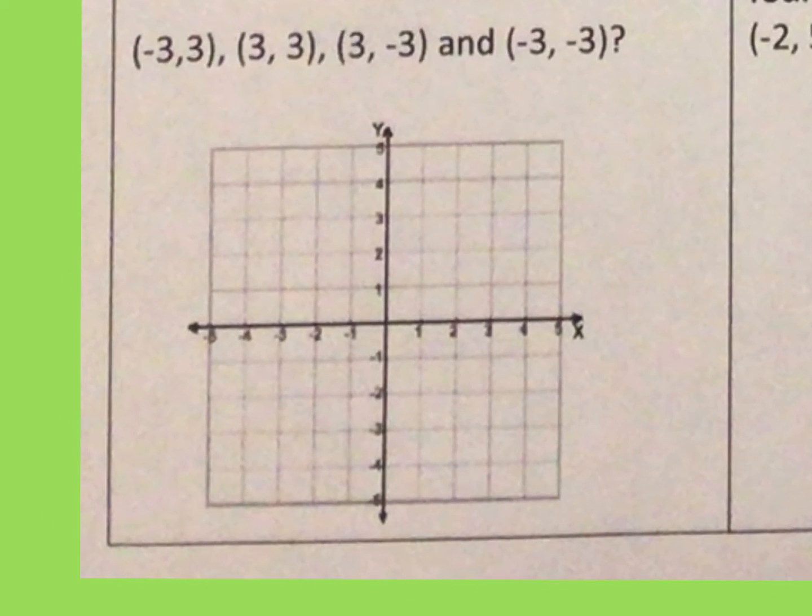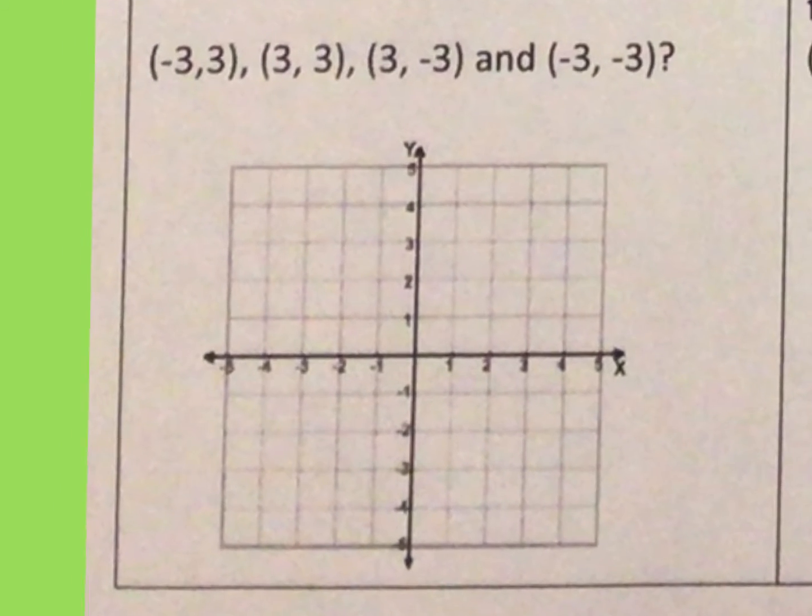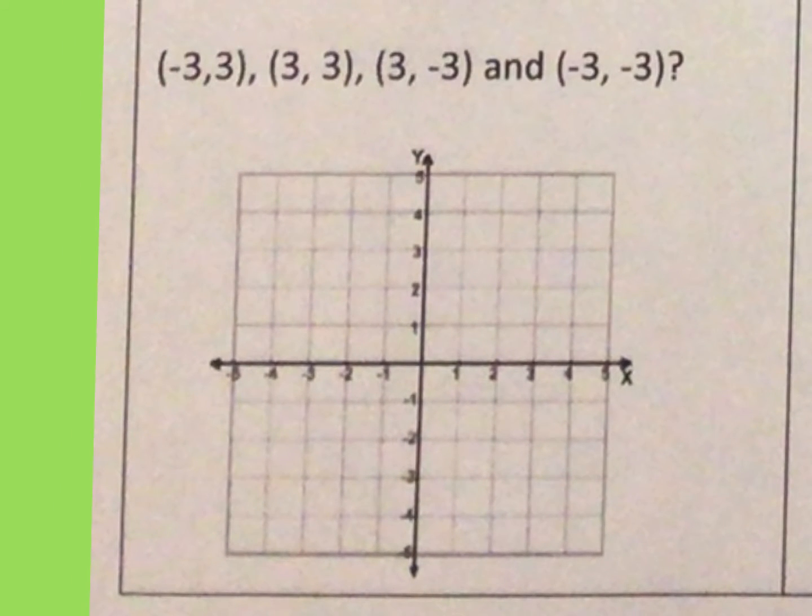We are going to plot the points, and then it says identify the polygon. So let's plot this. Again, I am going to go -3 and 3. Remember, the first number is the x, and we always go over before we go up and down. So we are going to go -3, which is here, and then we are going to go up 3. And so there is my first dot right there.